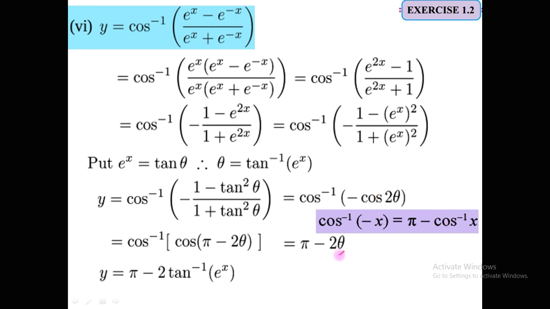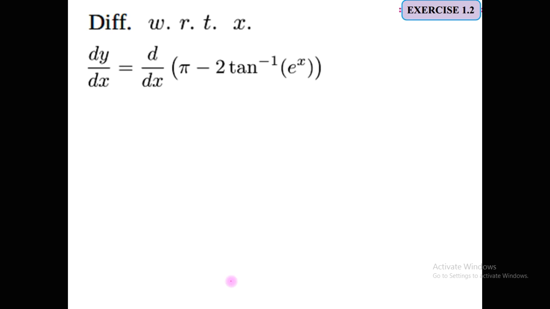Now replace theta by tan inverse of e raised to x, as we have seen here. y is equal to pi minus 2 times tan inverse of e raised to x. Now I want to differentiate this with respect to x. So let's differentiate this. dy by dx is equal to d by dx of pi minus 2 times tan inverse of e raised to x.